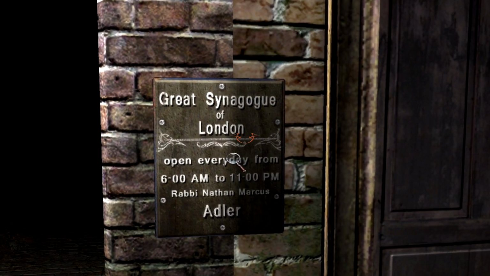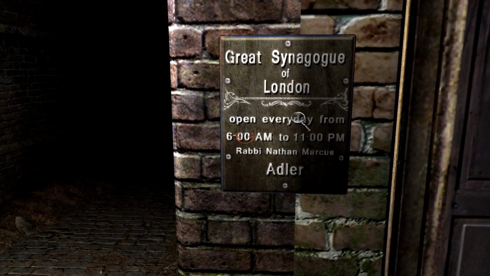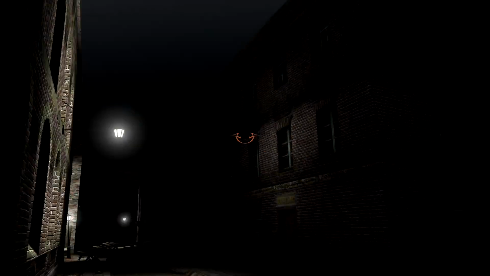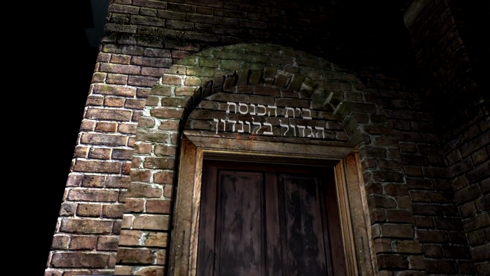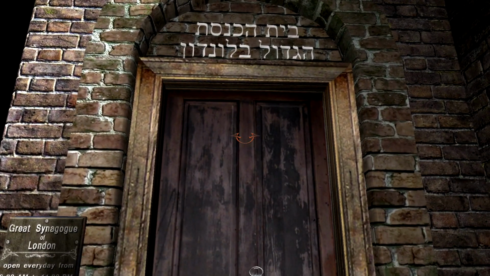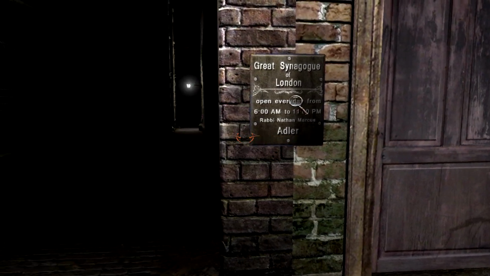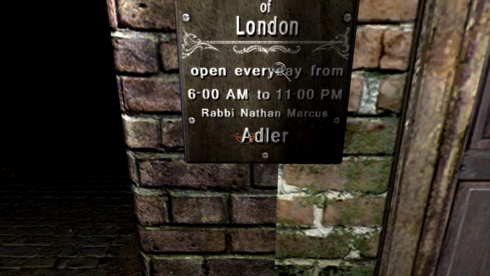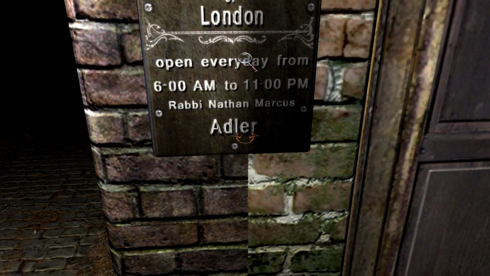Great Synagogue of London. Opens from 6 a.m. to 11 p.m. Damn. It's Hebrew text, isn't it? I guess it is a synagogue. Rabbi Nathan Marcus. What does Adler mean?